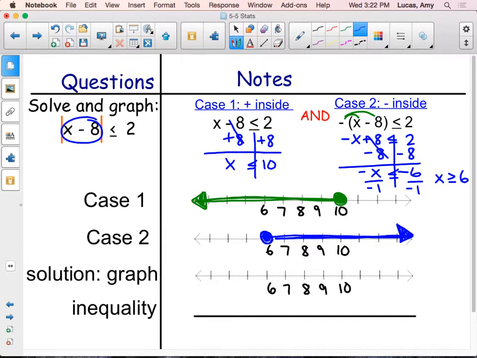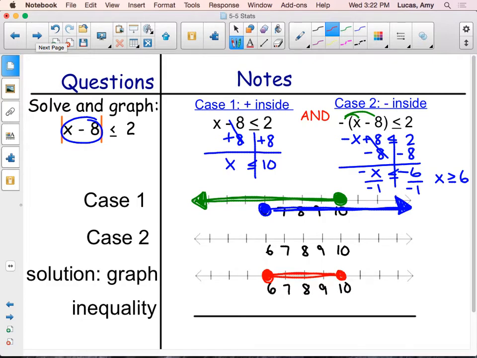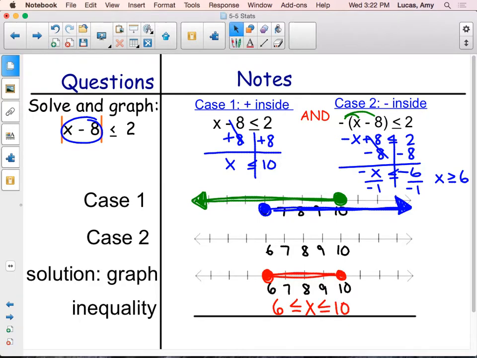And because the connecting word is "and," because we're talking about an interval, if I overlap these, you can see that they overlap starting at 6 and ending at 10. So my inequality would be 6 is less than or equal to x is less than or equal to 10, like that. So inequalities with a less than or equal to symbol represent intersections.